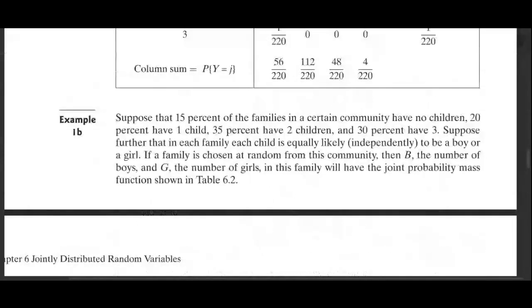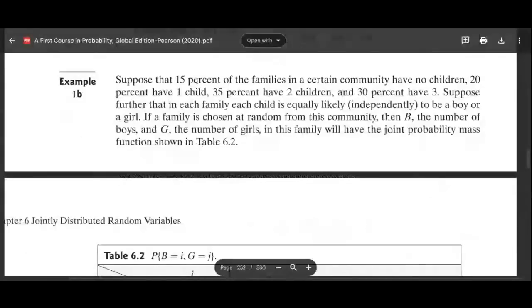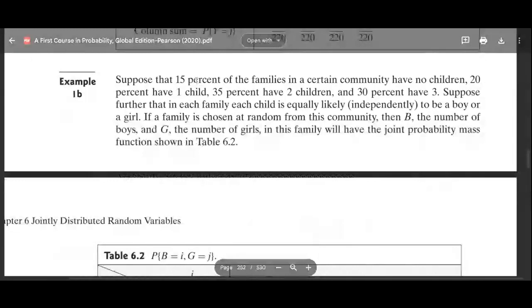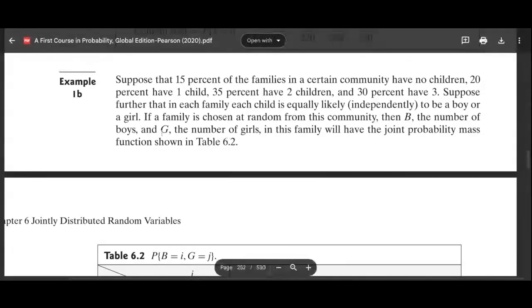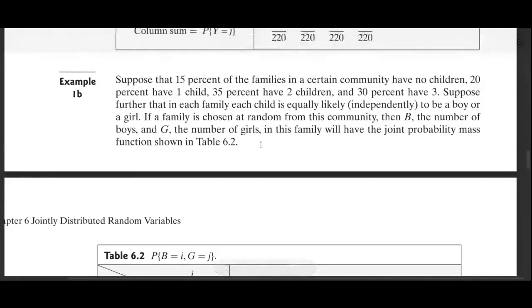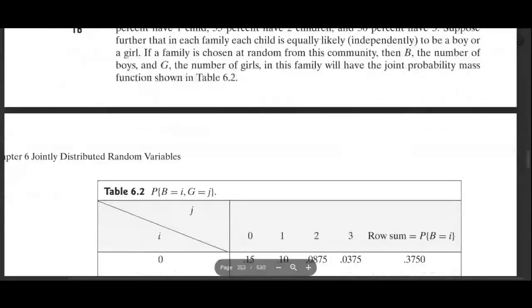Let's see a second example. Suppose 15% of families in a certain community have no children, 20% have 1 child, 35% have 2 children, and 30% have 3 children. Suppose that in each family, each child is equally likely and independently to be a boy or a girl. If a family is chosen at random from this community, then B, the number of boys, and G, the number of girls in this family, will have the joint probability mass function.